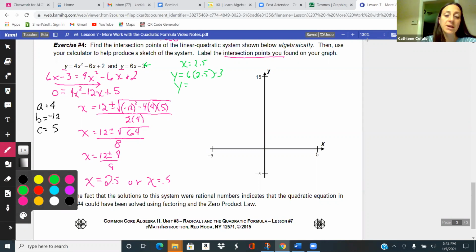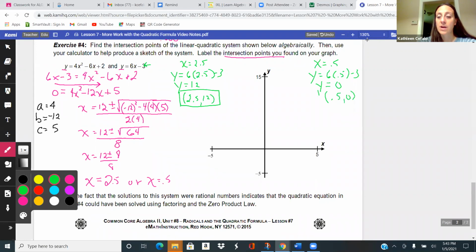Okay. If we simplify that down, that's going to get us 12. So if I put them together, I have one coordinate at 2.5 comma 12. That's one point of intersection. And the other point that we would have, I'm working with x equaling 0.5. So now I have y is equal to 6 times 0.5 minus 3. And simplifying that, that's going to get us 0. Okay, so my other answer that I would have here is 0.5 comma 0. So now we've found our intersection points. We've found the two solutions. And now we're going to actually graph them out.